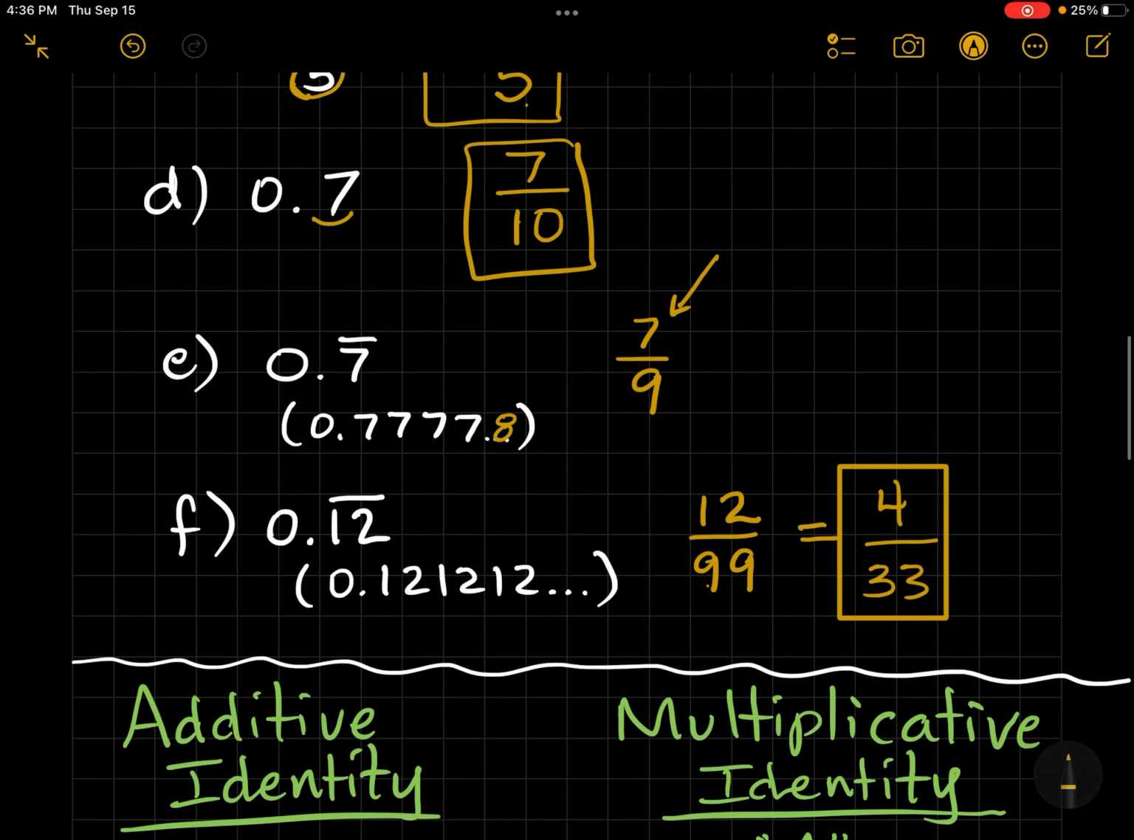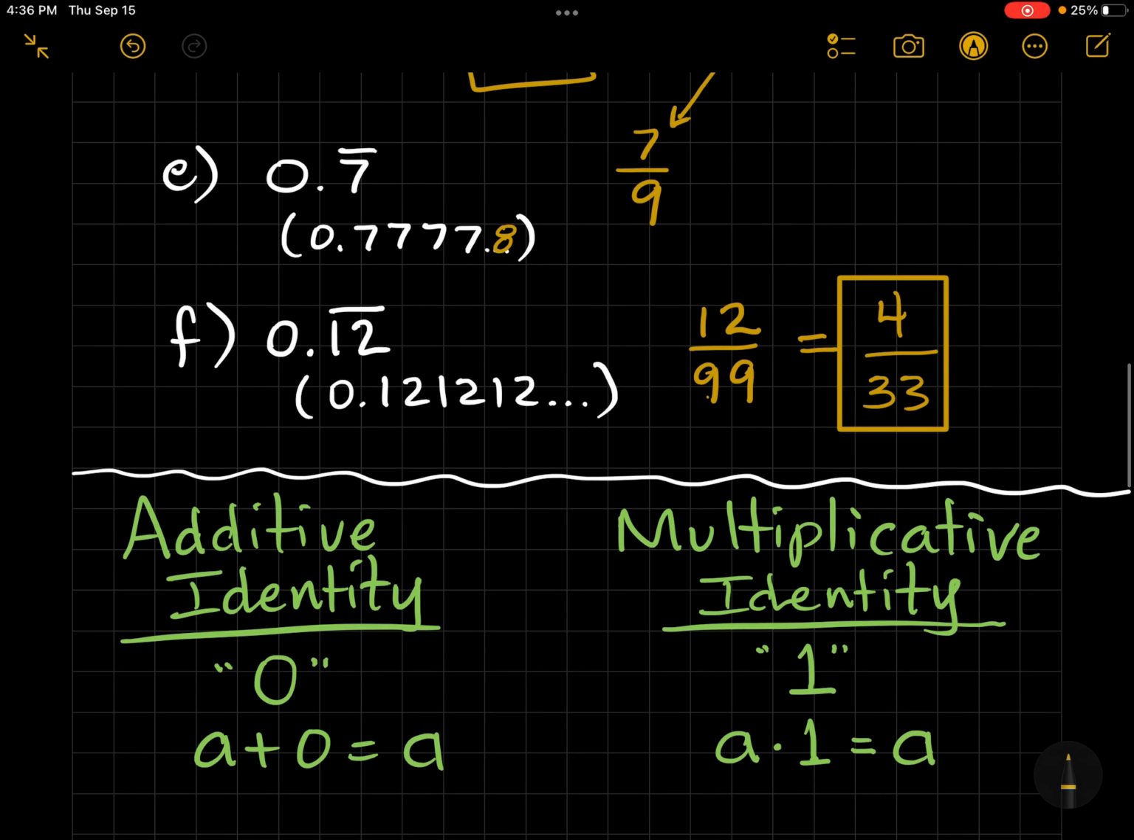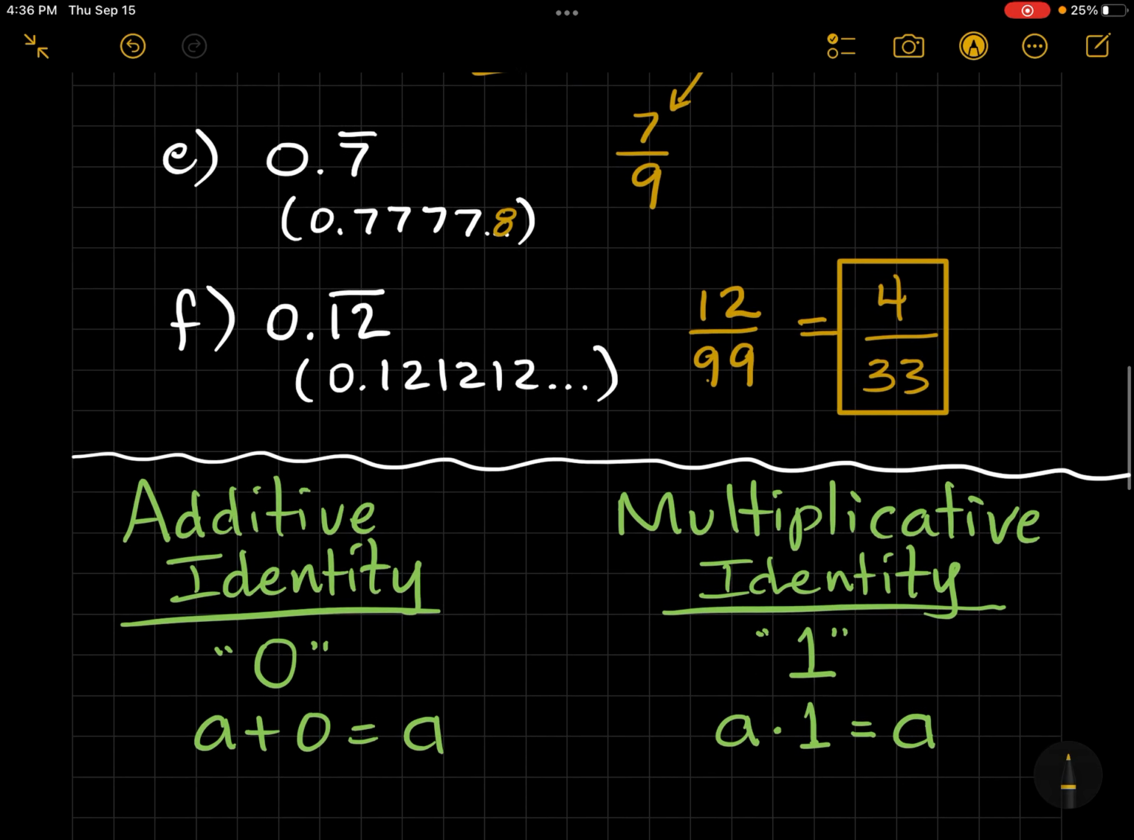Now, let's look at some identities. Okay, we're changing tracks for a moment. Just trying to review a few things that you'll need this year in Algebra 2. The additive identity and the multiplicative identity. You don't really need to know those names. What you need to know is that you can always add 0 without changing the value. And you can always multiply by 1 without changing the value.